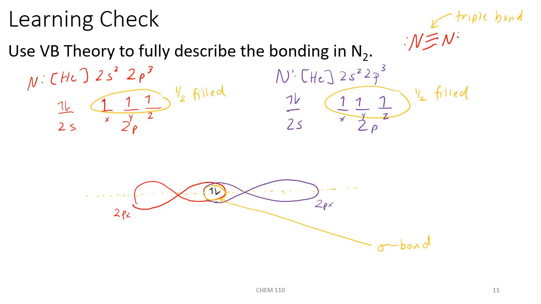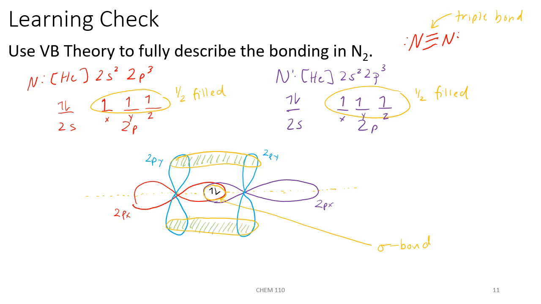Next, we can show our 2py orbitals overlapping 90 degrees to our internuclear axis. So let's use a different color here. Here's one 2py orbital on one nitrogen. Here's another 2py orbital on another nitrogen. Those orbitals overlap above and below the internuclear axis. So here's one region of overlap. Here's another region of overlap. And that region of overlap above and below, or sideways, where the electron spins come together and are paired, that's referred to as a pi bond.